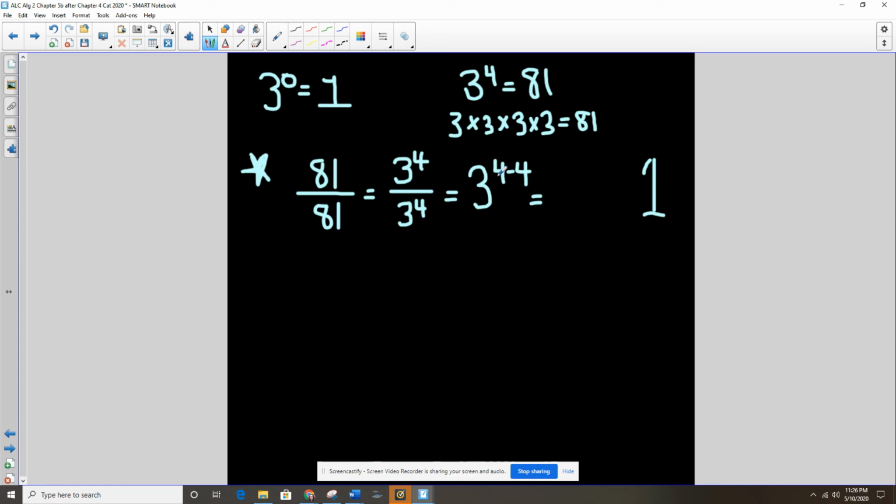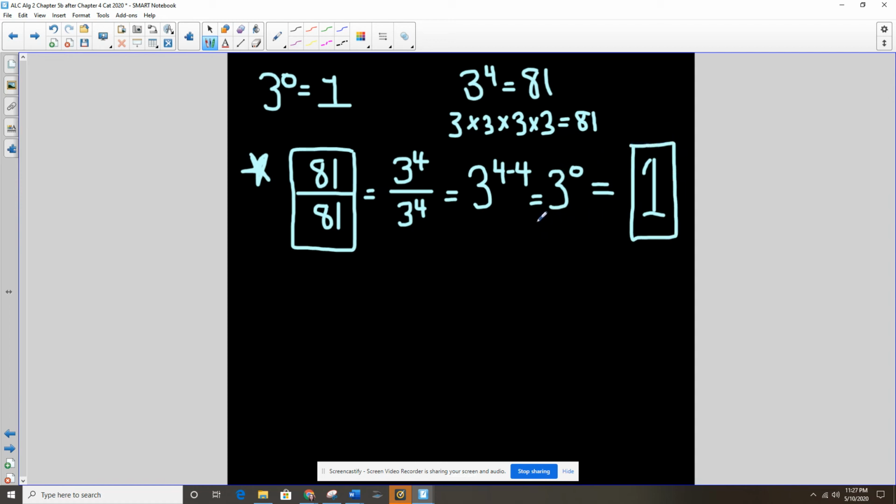And hopefully you know that 4 minus 4 is 0. So this is 3 to the 0. But remember, we originally said 81 divided by 81 is 1. And if we did all this fancy math and it came out to 3 to the 0, that must mean 3 to the 0 is 1. So no matter what number you do this with, you're still going to get a 1 in the end.